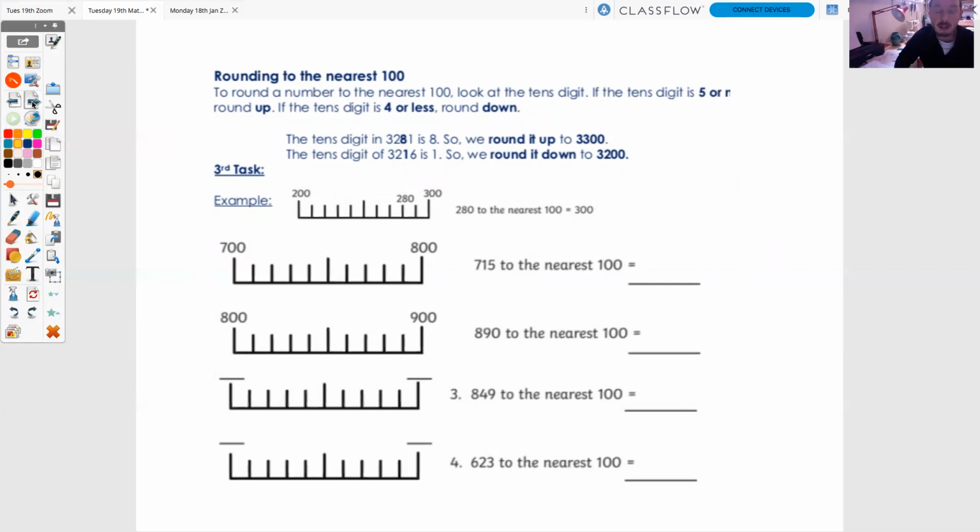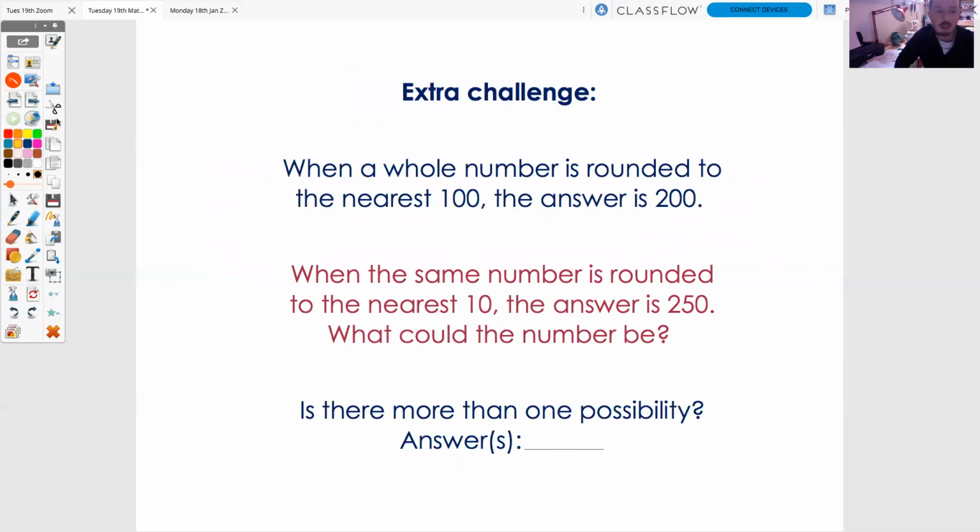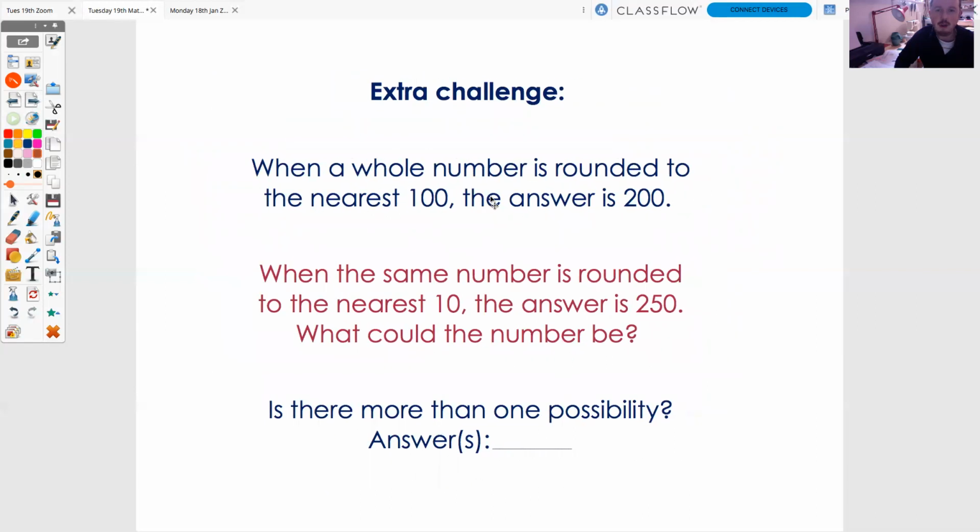All right, and the extra challenge today is here. I'll read it to you and see how you get on. When a whole number is rounded to the nearest 100, the answer is 200. When that same number is rounded to the nearest 10, the answer is 250. What could that number be? Okay, is there more than one possibility? So to help yourself with that, you might draw a number line. You might start doing some experimenting, some trial and error. But it's quite a nice challenge, that. So try and get your head around that one and see if you can find more than one answer.